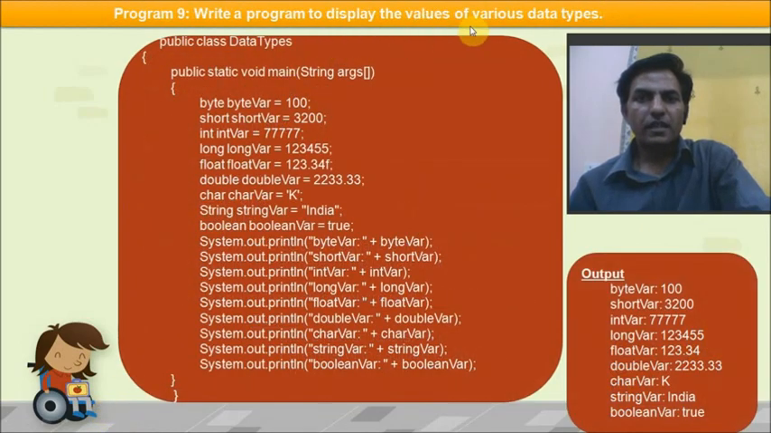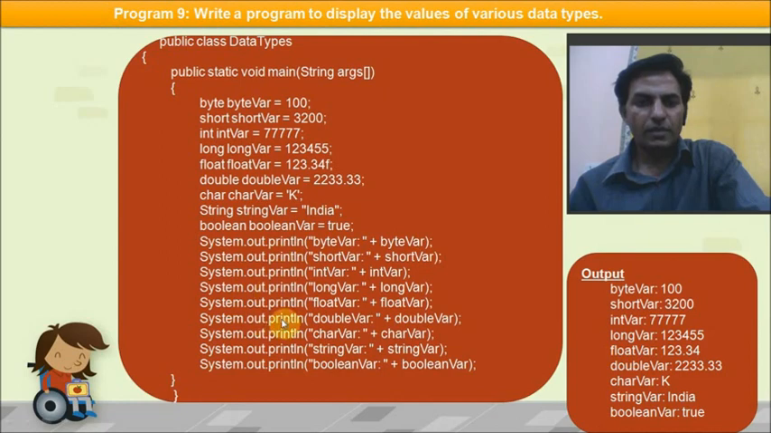Now program to display the default values of the various data types. So I have written public class DataTypes, public static void main String arguments, byte variable, value is given 100. Short variable value 3200, integer variable value is given, long variable value is given, float variable value is given, double variable value is given, character variable value is given, string variable value is given, boolean variable value is given.